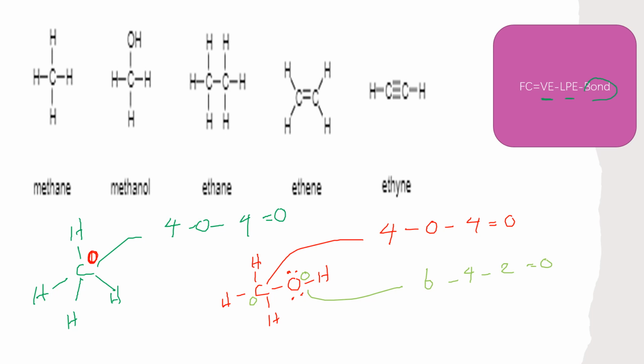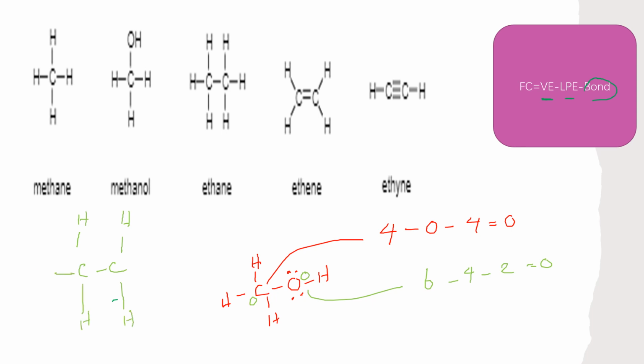Okay, I get the space and we move to the other one, ethane. Ethane, we write like this again. Ethane, C C, and the hydrogens, H H H H H H. So now we worry about the carbon.